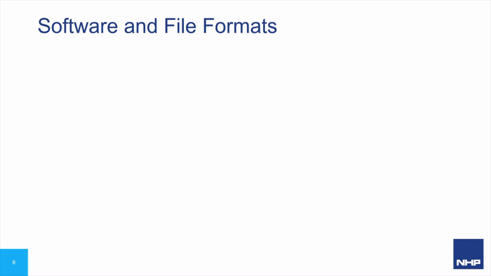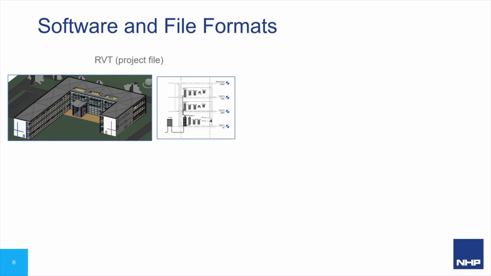Revit has two of its own native file formats. The first being a RVT file. This is the file in which you develop the overall asset, for instance, your building. Think of this as the overall project file.